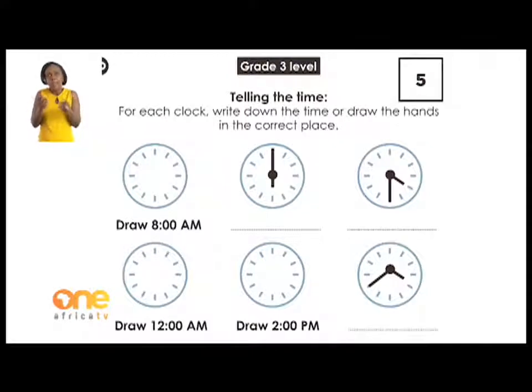All right. So the long hand will point where? At the 12. Thank you. And the short hand will point where? At the 8. Very good. It will point at the 8. Then we say it's 8 o'clock. And then now the second clock there, you must tell me what time is that. The long hand is on 12 and the short hand is on 6.